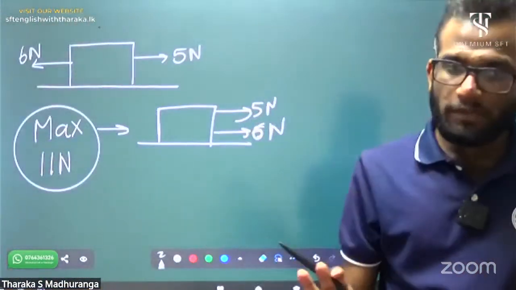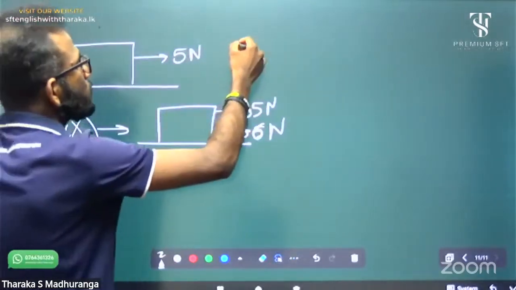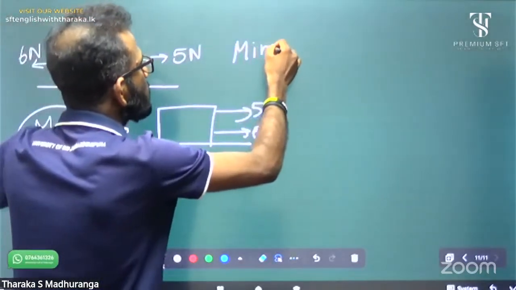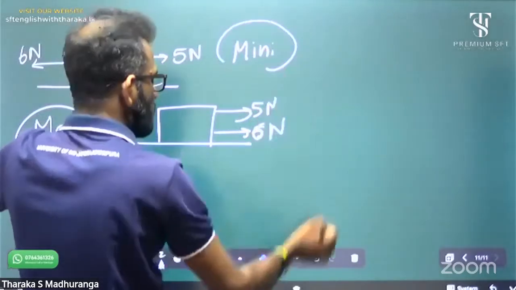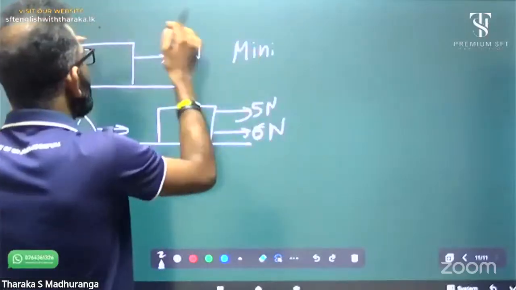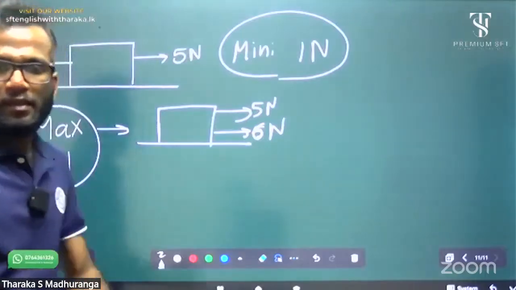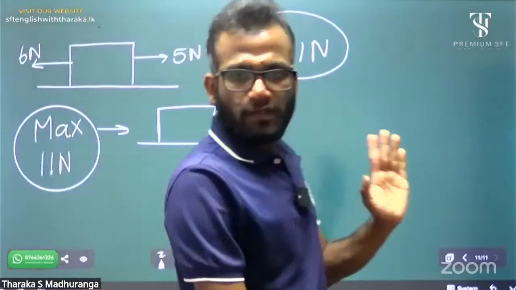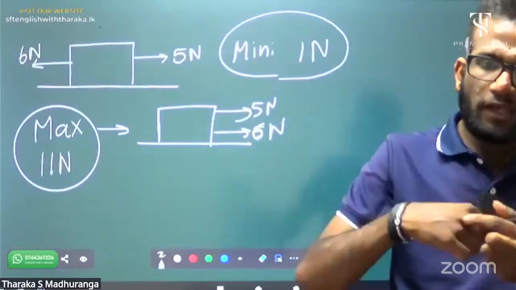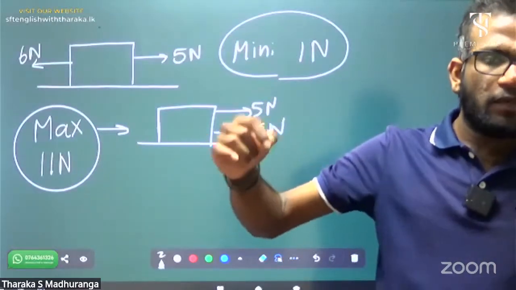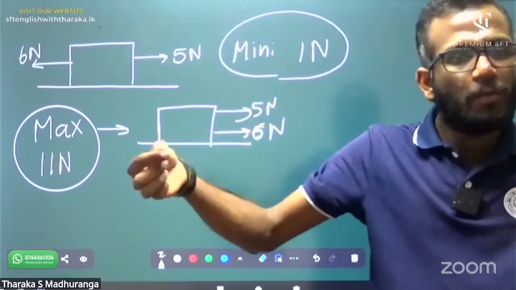What is the minimum resultant force? Minimum resultant force, two forces acting along opposite directions. That is the minimum resultant force. It's 6 minus 5, it is 1 Newton is the minimum resultant force. That's the theory. The maximum resultant force of two forces is when they act along the same direction. The minimum resultant force of any two forces is when they act along opposite directions.